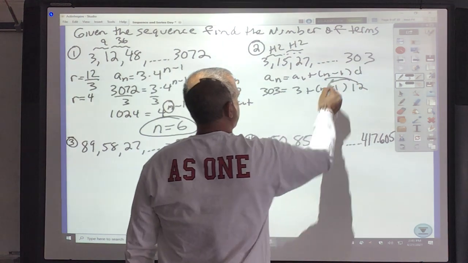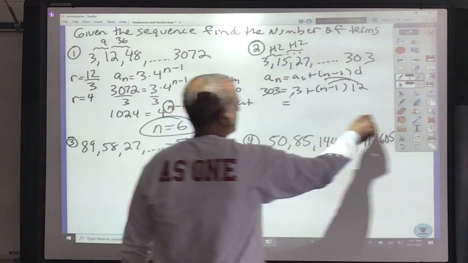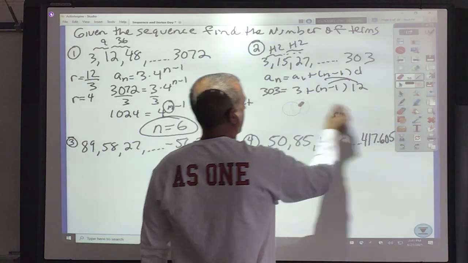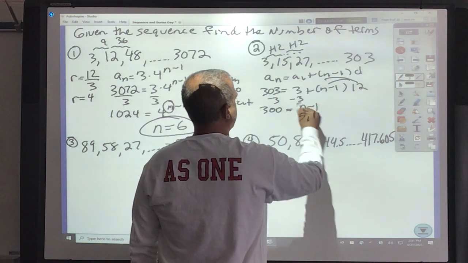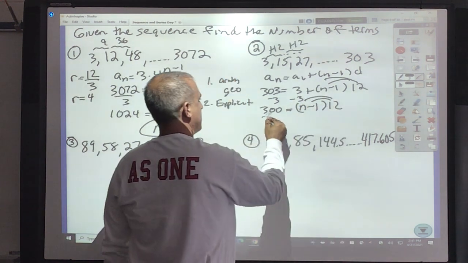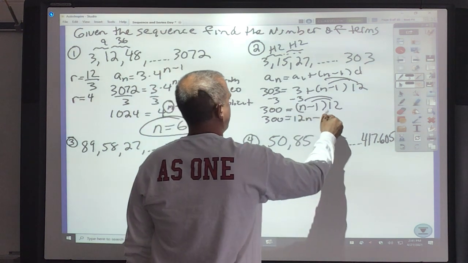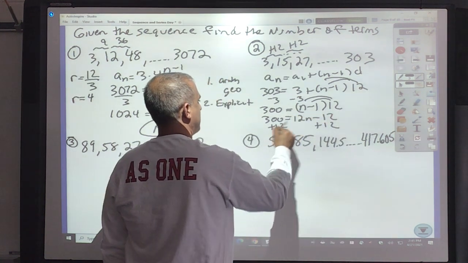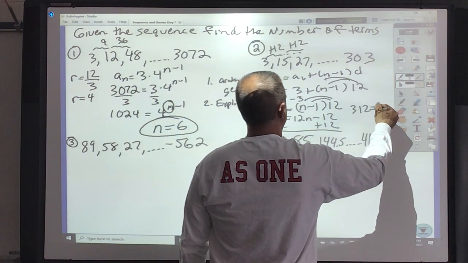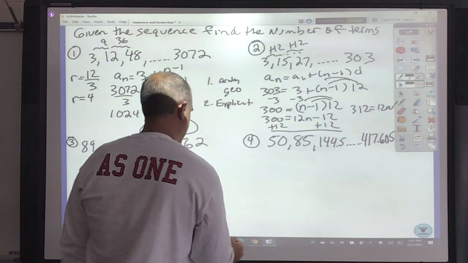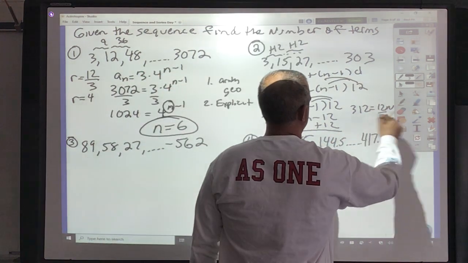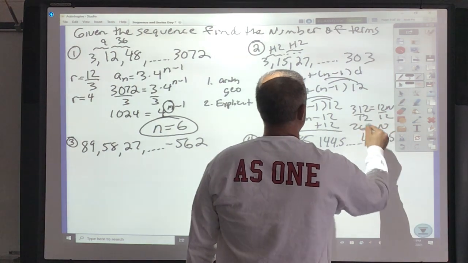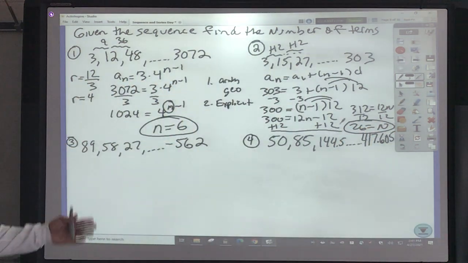All right, I would distribute this, so that's, actually, I can move this 3. Let's move this 3 first. So let's subtract 3 here. So it's 300, and then I would have n minus 1 times 12. That's going to be 12n minus 12. I would add 12, so that's going to be 312 equals 12n. Hopefully I did this right. 312 divided by 12, divide by 12, divide by 12, n is 26. So the algebra one, you don't have to do as much guess and check work on that.